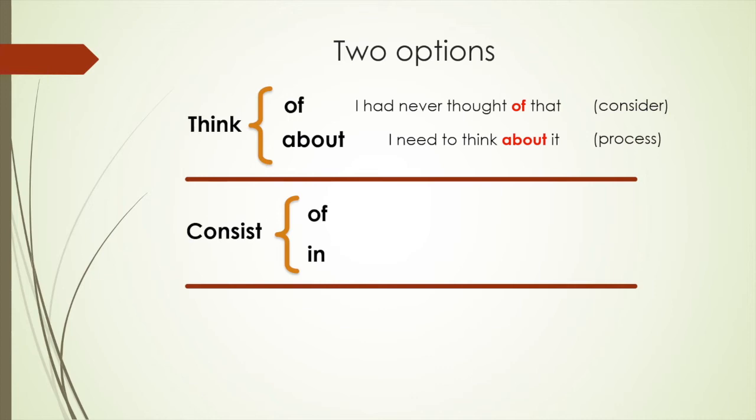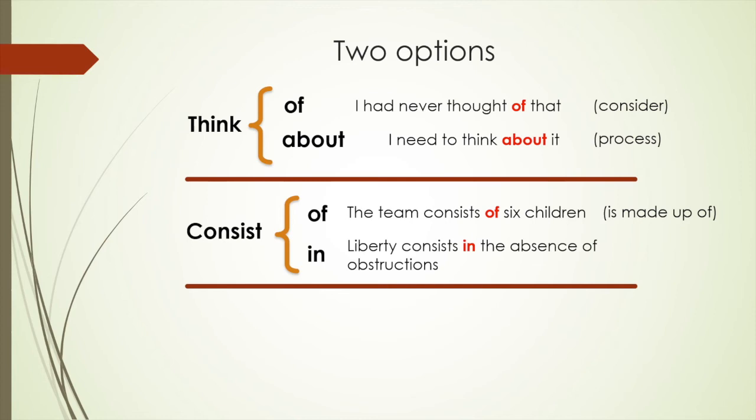Sometimes you will see no difference whatsoever when you say, when I think about you, when I think of you. Maybe think of you sounds slightly more lyrical. Maybe, just maybe. Consist of and in is different, because the difference is obvious. The team consists of three children, means it is made up of. They make up the team. So you're talking about parts of a collective, of a group. Whereas consist in is just a definition. Liberty consists in. That's what it is about.